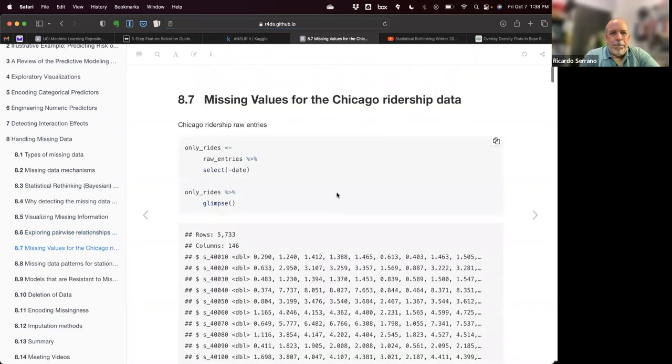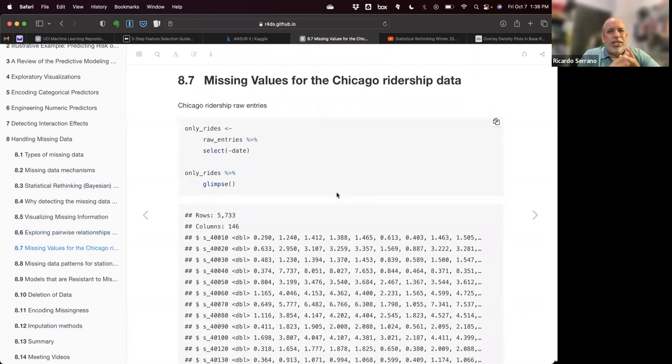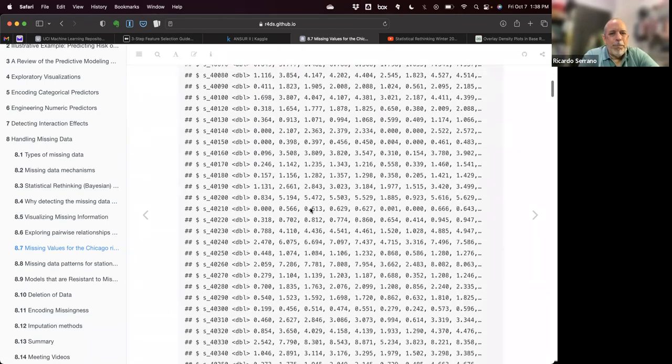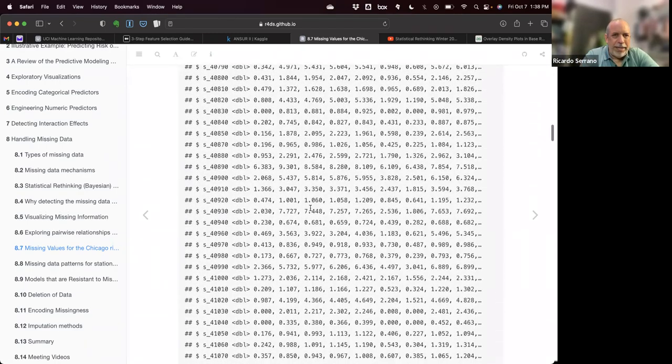Okay. So let's go to the Chicago ridership, our train ridership data. Here, what we're going to do is try to see if there's a pattern in the stations of the red line, the L line in Chicago, if there's a relationship between the stations and some missing information that we have in the ridership. Okay, so here's the data set.